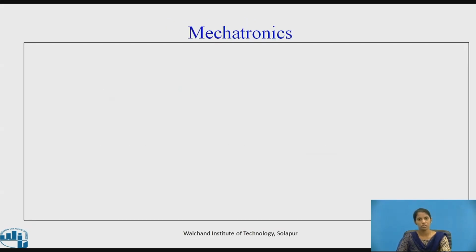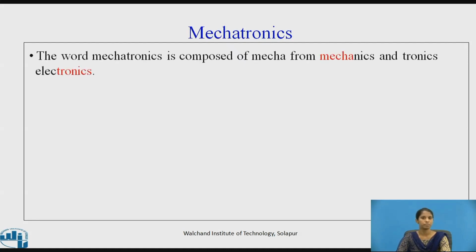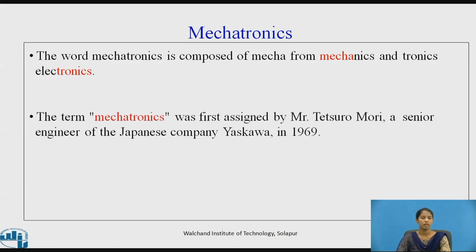Before going for the definition of mechatronics, there are various definitions which are quoted by many researchers. So today we are going to see few of them. The word mechatronics is composed of mecha from mechanics and tronics from electronics. Hence, the word is derived as mechatronics. The term mechatronics was first assigned by Mr. Tetsuro Mori, a senior engineer of Japanese company Yaskawa in 1969.